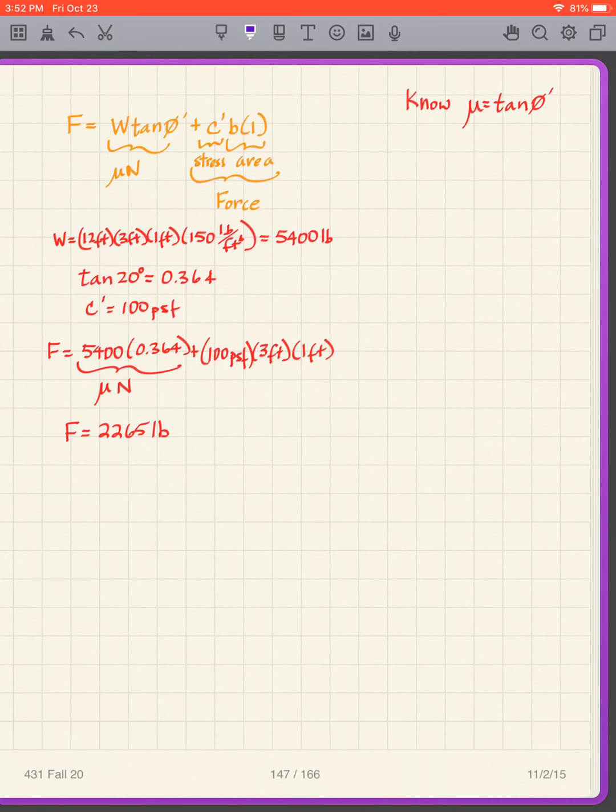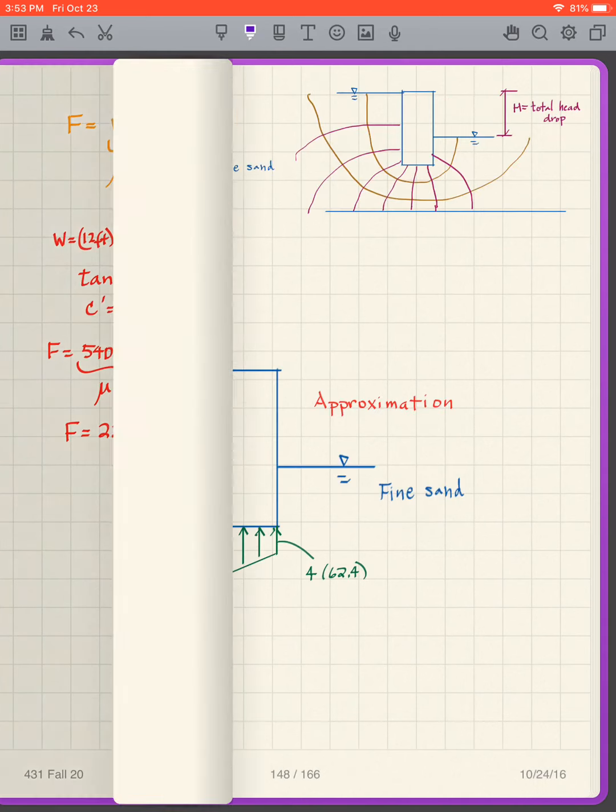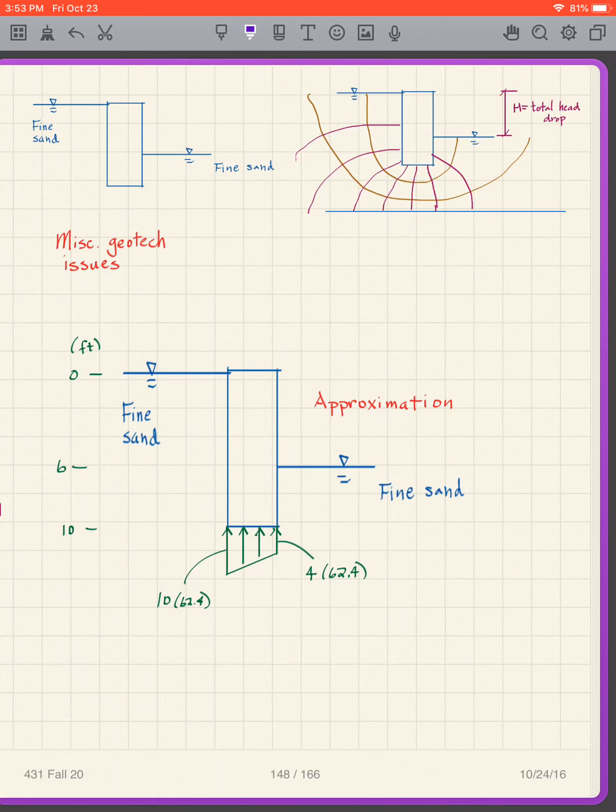Well, okay, so the weight. All right, this doesn't pertain to this particular problem here, so I'm going to skip that. All right, I want to make a couple other points here.